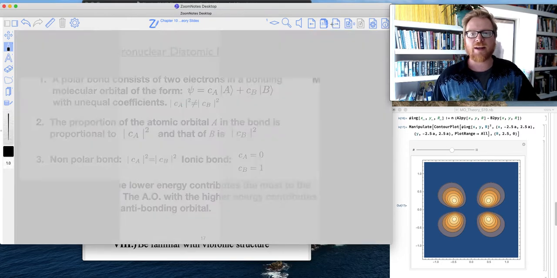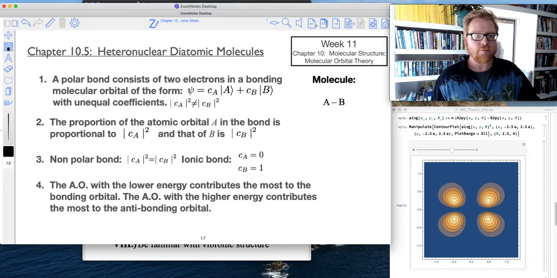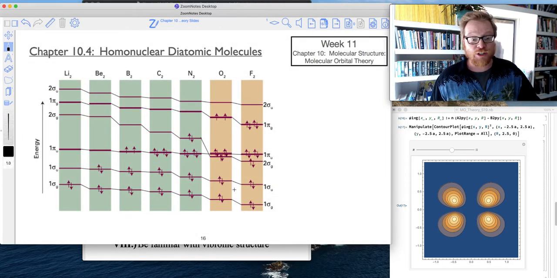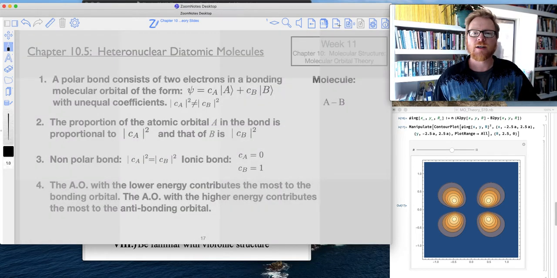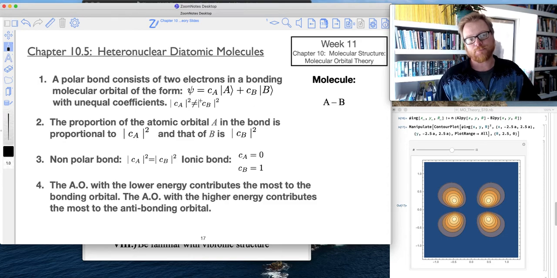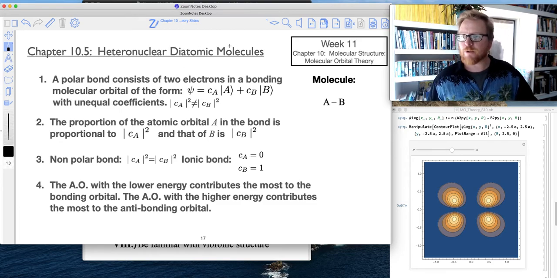Because where I'm going next with this is describing polar bonds and how we do molecular term symbols. That will be in the next video. So that wraps it up for homonuclear diatomics. Be able to construct these molecular orbital diagrams. Where I'm going next is describing heteronuclear diatoms. All right, folks, I'll see you later.